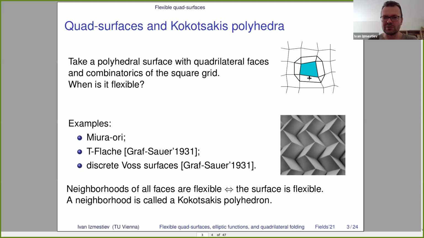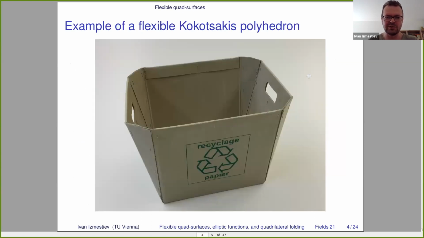So let us look only at this small polyhedron made of 5 quadrilaterals and 4 triangles, and let us ask ourselves when it can be deformed. This page shows an example of a flexible Kokotsakis polyhedron. There is a central quadrilateral face, the bottom face that you cannot see here, and then 4 quadrilaterals on its sides and 4 quadrilaterals on its corners. And this surface is flexible. I know it, I had it in my office. It is flexible by symmetry reasons.